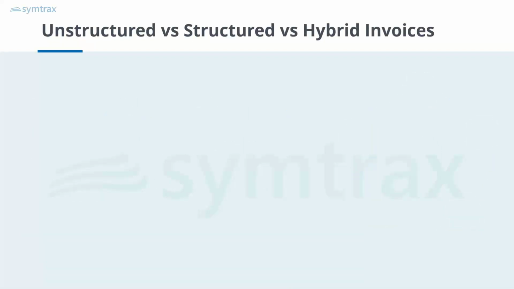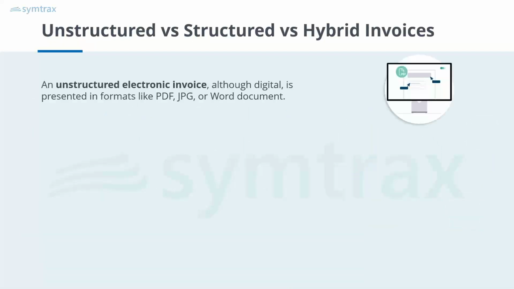Now, let's look at some of the different types of invoices. First, unstructured electronic invoices. These are digital files like PDFs, JPEGs, or Word documents. The challenge is that the data must be read manually by teams or via optical character recognition, commonly referred to as OCR systems, and sometimes re-entered into another system, which is a very slow and error-prone process.